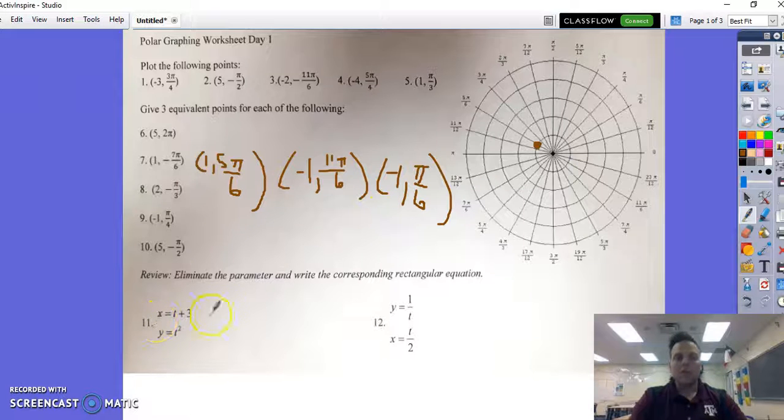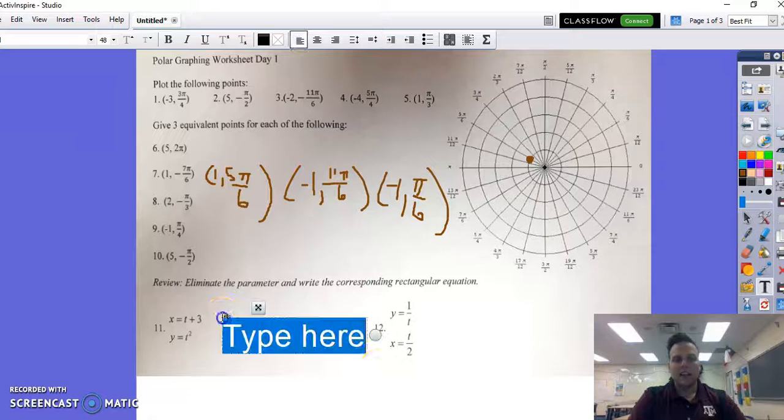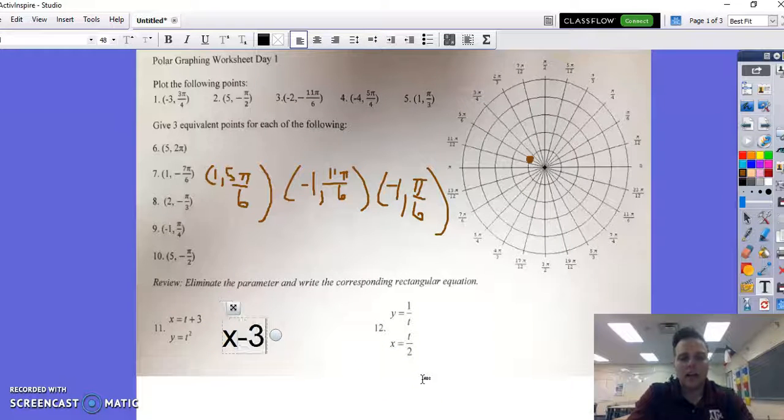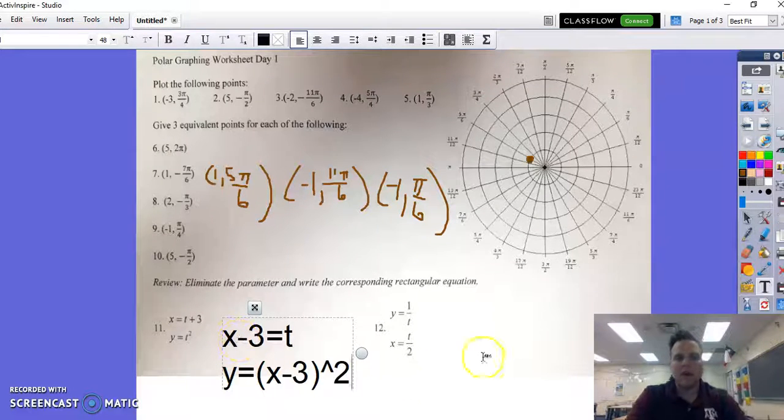Okay? Real quickly, I'm going to help you remember how to do a problem like number 11. It says, eliminate the parameter and write the corresponding rectangular equation. So this is parametric. 11 and 12 are both parametric review questions. What you have to do is solve for t in one of these equations and plug in for the other one. So I'm going to solve for t here on the x. To solve for t, I would subtract 3. So I'd get x minus 3 is equal to t. Then I have to plug that in for the y equation. So I replace t with x minus 3. So I'd say y equals (x minus 3) raised to the second power.